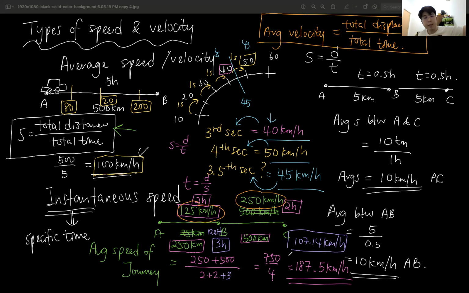Why do we have to add? Because the 3-hour rest is also part of the journey. Okay? It is also part of the journey, so you have to take it into the calculation of average speed.